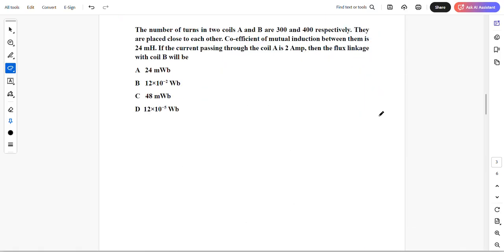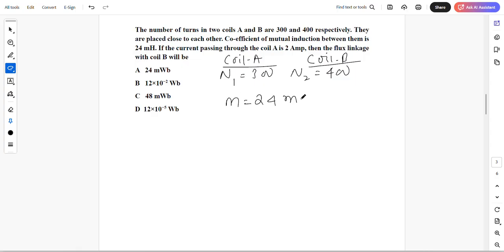Hope you have understood. Next problem we'll see what it is saying. The number of turns in two coils. Let us say coil A, N1, I take 300, N2 is how much? 400. Okay, this is coil A and this is coil B. They are placed close to each other. Coefficient of mutual inductance, M they have given. M is 24 millihenry.